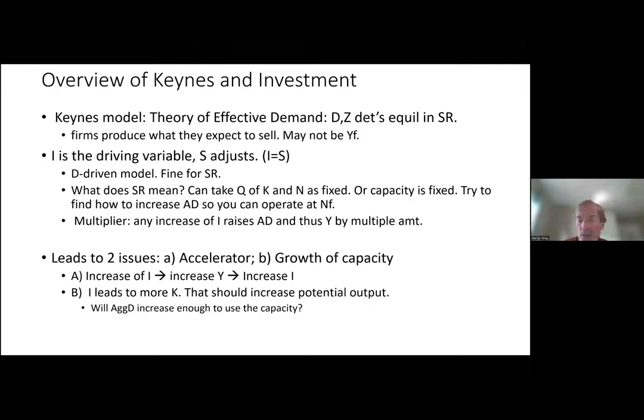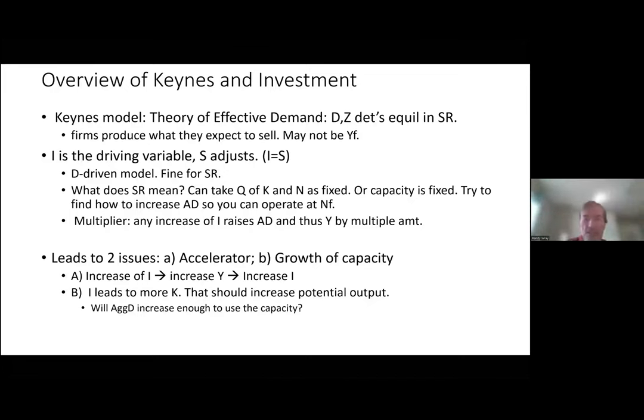And the way that I always put this, to make it as simple as possible, Keynes's view was that firms produce what they expect to sell. They hire the number of workers that they believe are necessary to produce the amount of output they think they can sell and make a profit. So that is the point of equilibrium. There's no reason to believe this is full employment, because firms are not in the business of hiring and doing charity work. They're in the business of making profits.